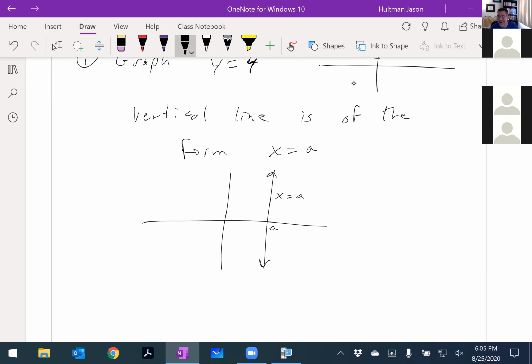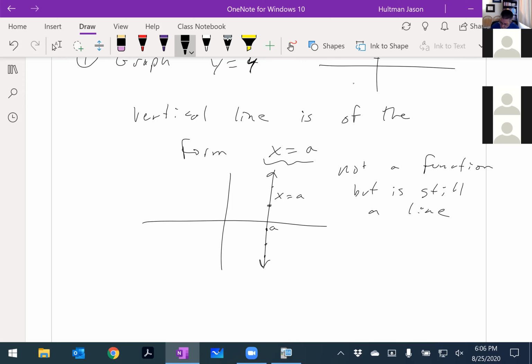This is not a function. So x equals a is not a function, but it is still a line. It's the only line that's not a function, because we have repeated domain values. Every single point on the line is a repeated domain value.